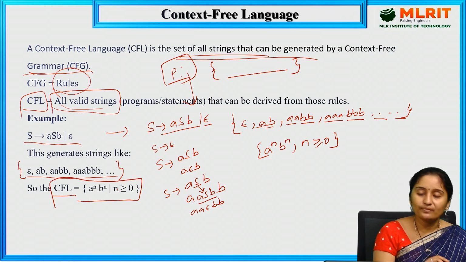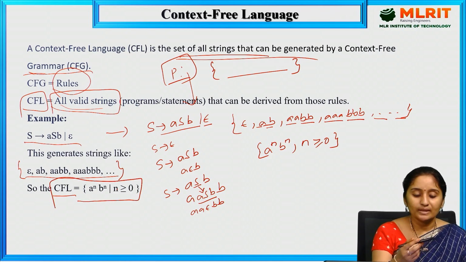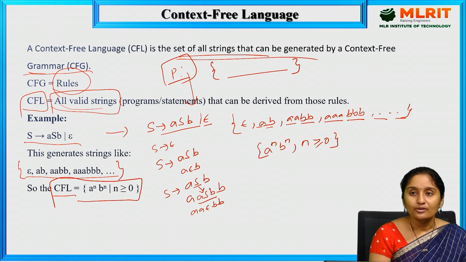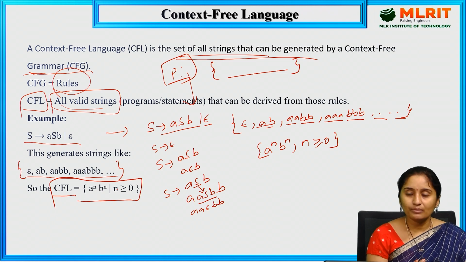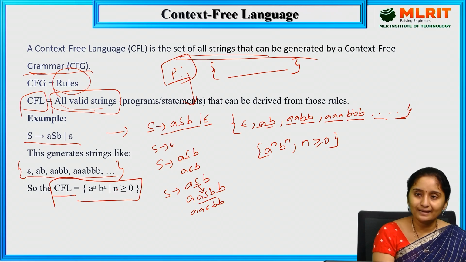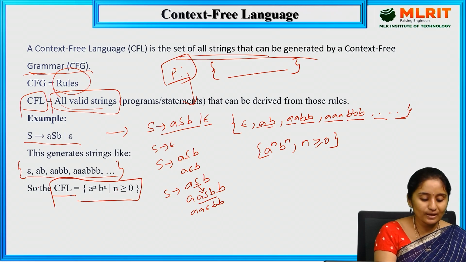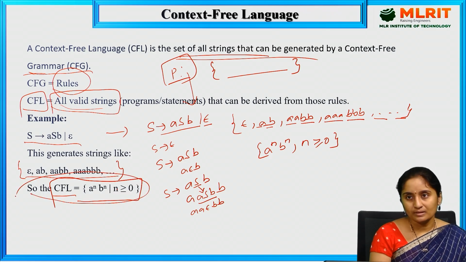So this is the context-free language that is generated with the help of this context-free grammar. The context-free grammar is going to give you the set of rules. By using those rules, we are going to generate the valid strings. All these valid strings constitute the context-free language. So we can also call it CFL.